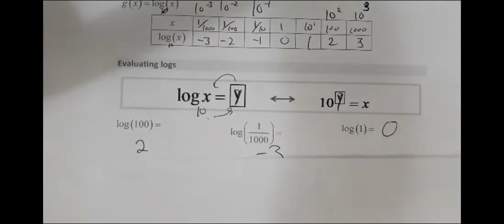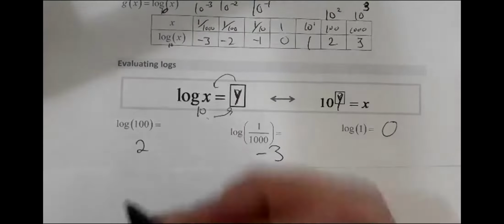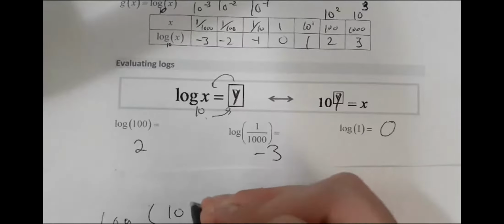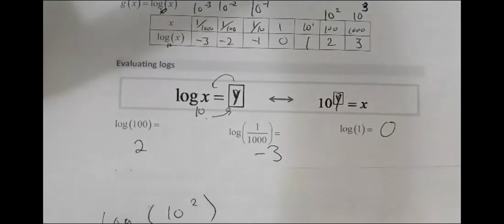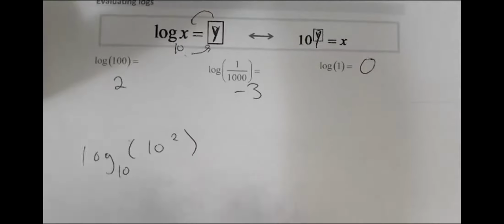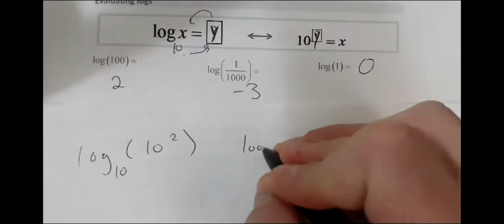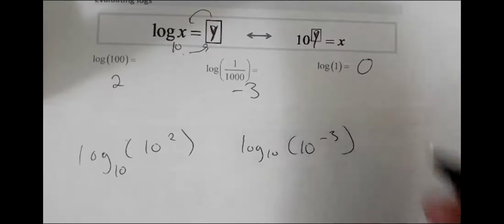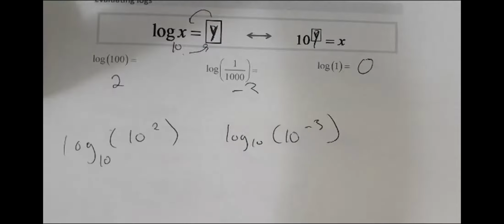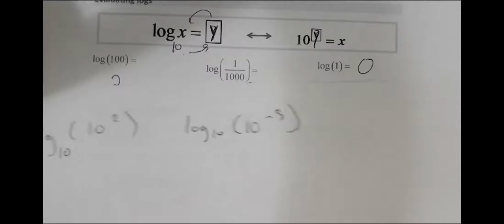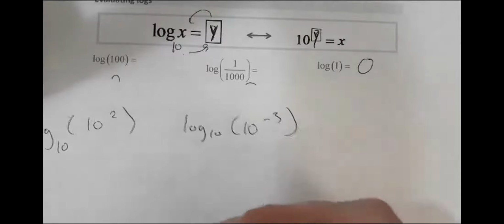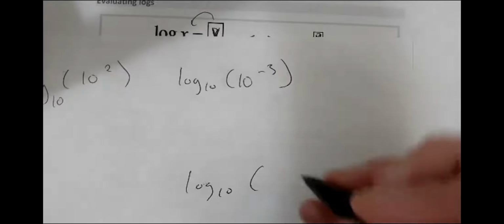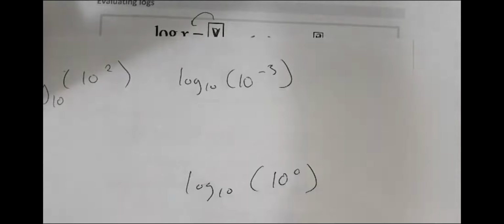If we rewrite these things, log of 100 is log of what, 10 squared? And this is a log base 10. The other way we can write this is log base 10 of 10 to the minus 3, since 1 over 1,000 is 10 to the -3. And the last thing is log base 10 of, instead of 1, I'm going to write it kind of a silly way as 10 to the 0.